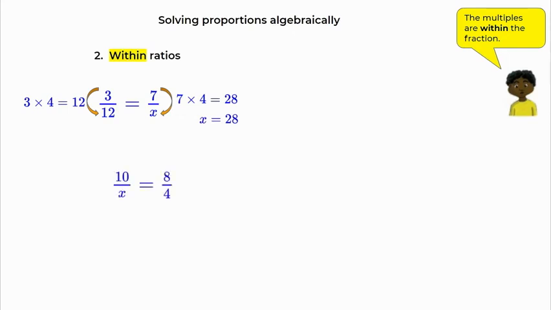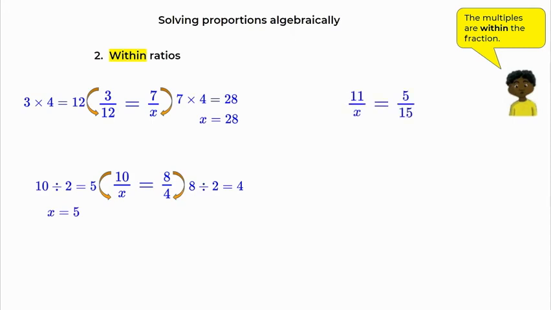Same thing here. We can see that there is no real quick relationship between this ratio and this because 10 and 8 are not exact multiples of each other. However, we can notice there's a relationship between the 8 and the 4 in the 8 to 4 ratio. And we can see easily that if we were to divide 8 by 2, we arrive at 4. And we take advantage of this to do the same to the 10. Therefore, we divide 10 by 2 to arrive at 5, and 5 is the solution to our proportion.